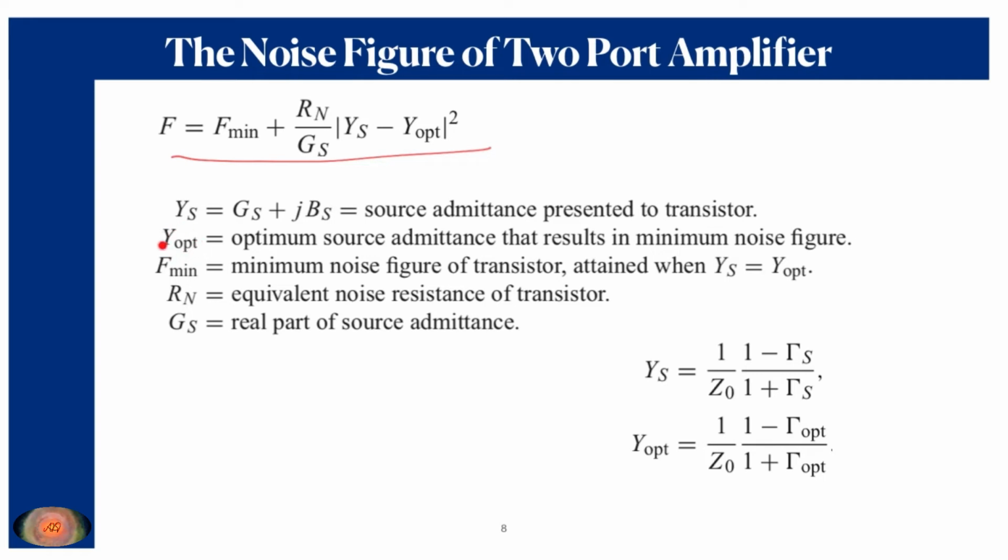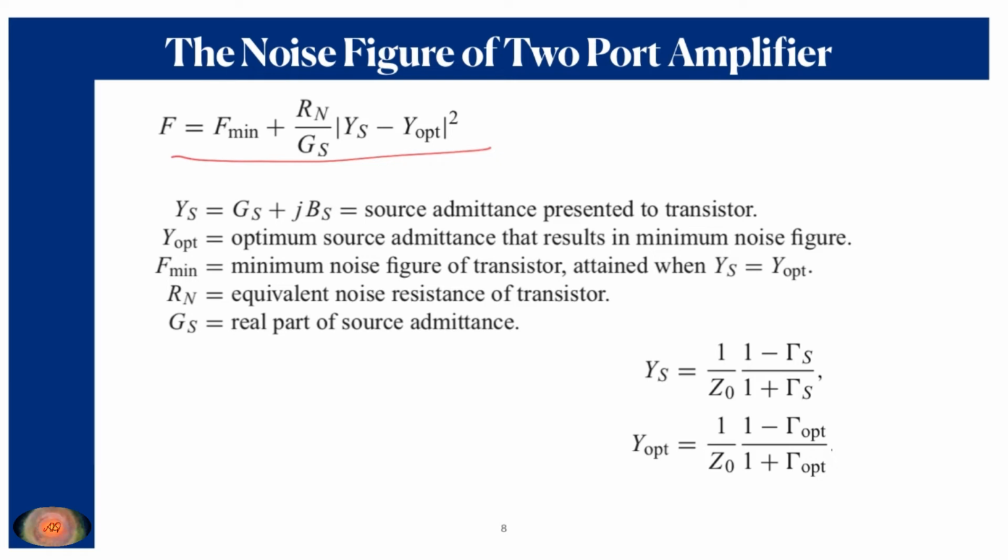Y opt is the optimum source admittance that should be achieved. If you can achieve this optimum source admittance, then this parameter will be 0, and only then can you get the noise figure F equal to the desired one, that means F minimum. And Rn represents the equivalent noise resistance of a transistor.